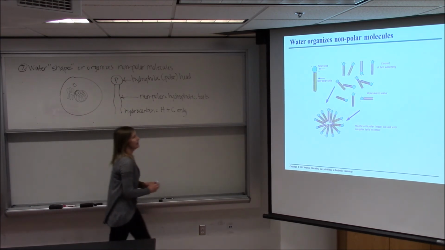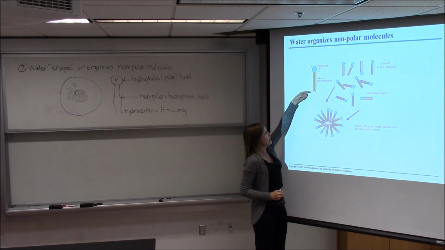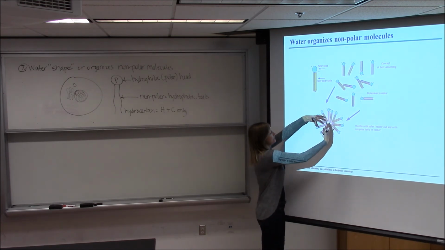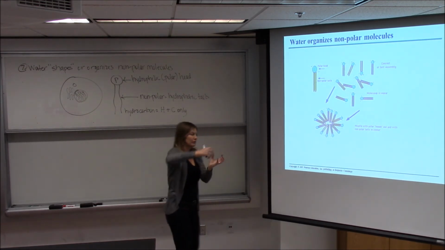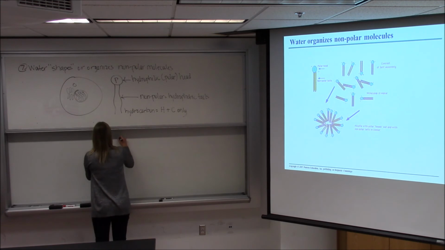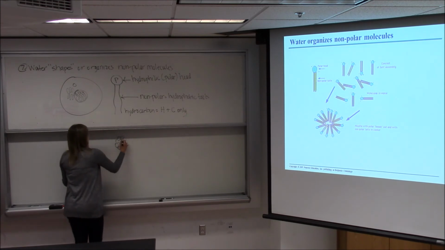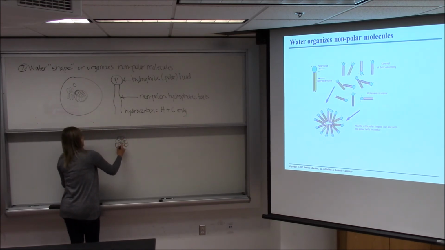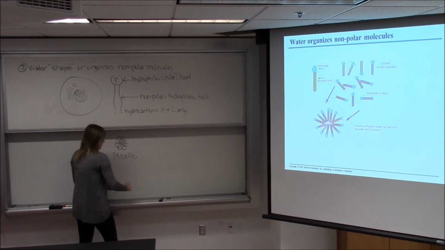Okay, so we have polar head, nonpolar tail, and when they come in contact with water, all those tails are going to turn inward, and all the heads are going to be on the outside, and it's going to form this sphere. It's going to form a sphere where all the water-loving heads are on the outside, and all those water-fearing tails are going to point inward. That's called a micelle. It's a sphere of phospholipids.